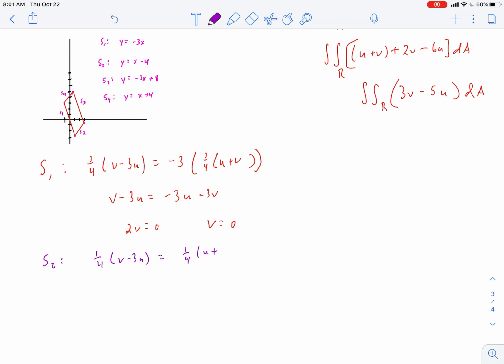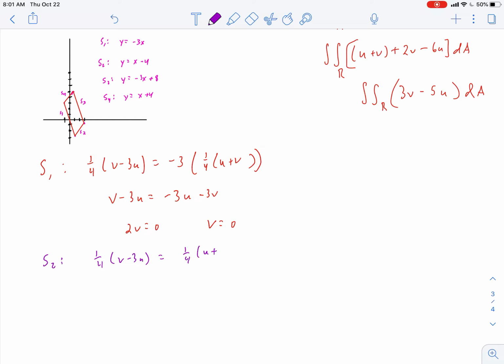v - 3u is equal to -3u - 3v + 32, since 4 times 8 is 32. And then I can go ahead and get rid of the 3u's. I'm going to add, so I'm going to have 4v is equal to 32. Divide both sides by 4, so v = 8.